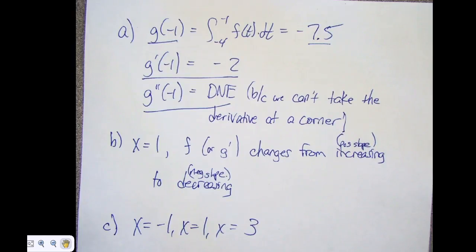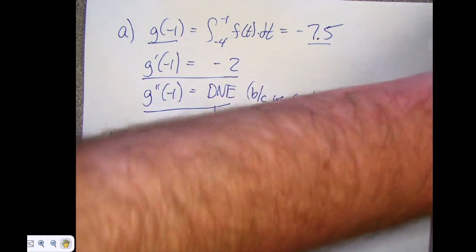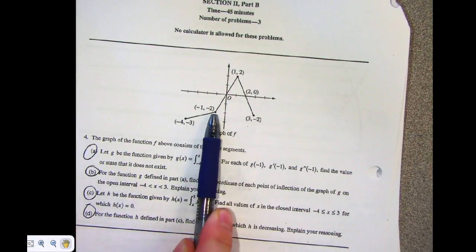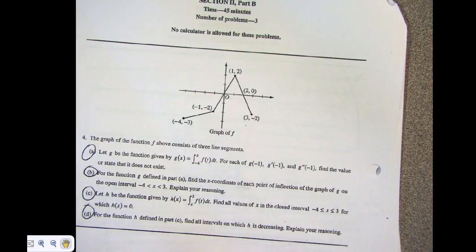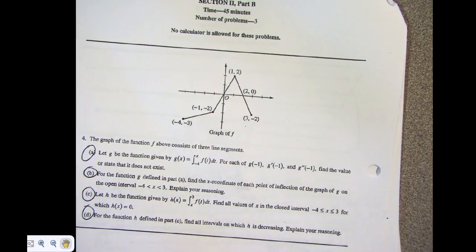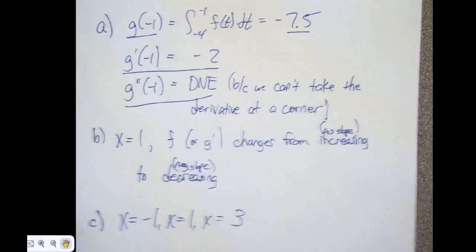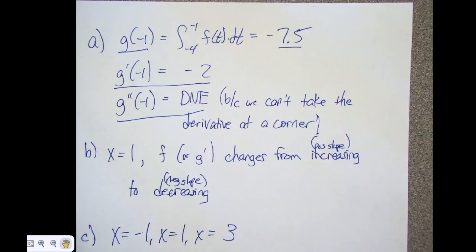I have a question. Would you like to share the question with us? What does it mean when it says find the value or state that this does not exist? Are you on part A? Yeah. So when they ask for G double prime, they're asking you to take the derivative of this graph at -1. That's a corner. You can't take the derivative at a corner, so it's DNE. It doesn't exist. So you can't put a value there, and they're giving you that option.